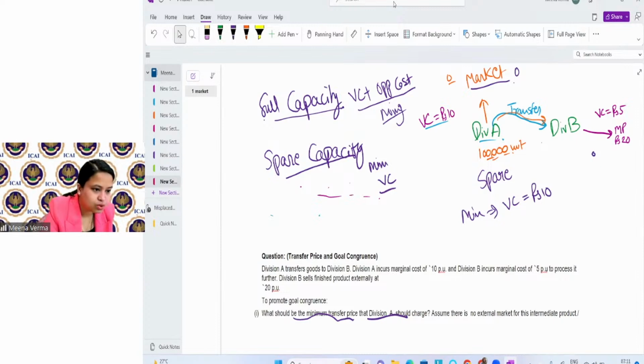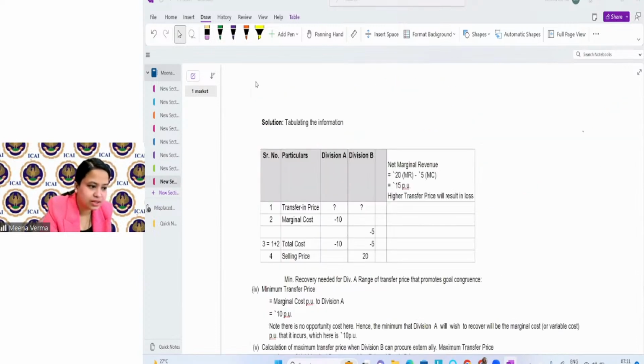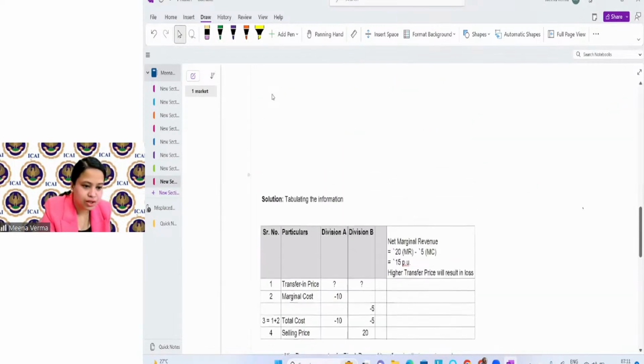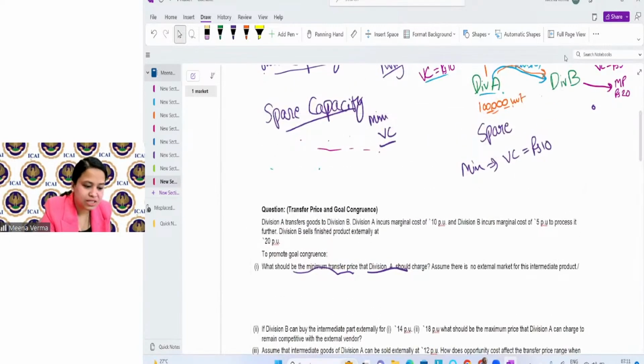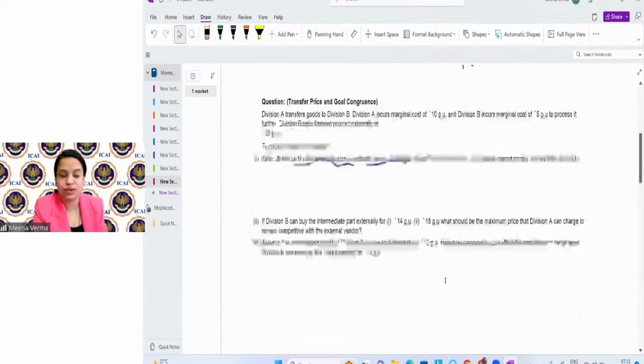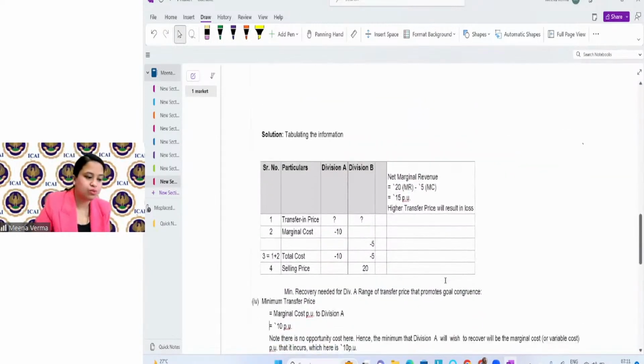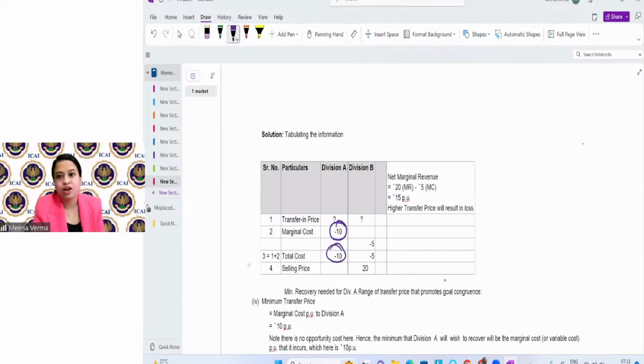Okay, so you can see here, this is the solution. Our variable cost was rupees 10. And they just want to recover the variable cost. So the minimum transfer price in the first case will be the marginal cost. They just want to recover the marginal cost.